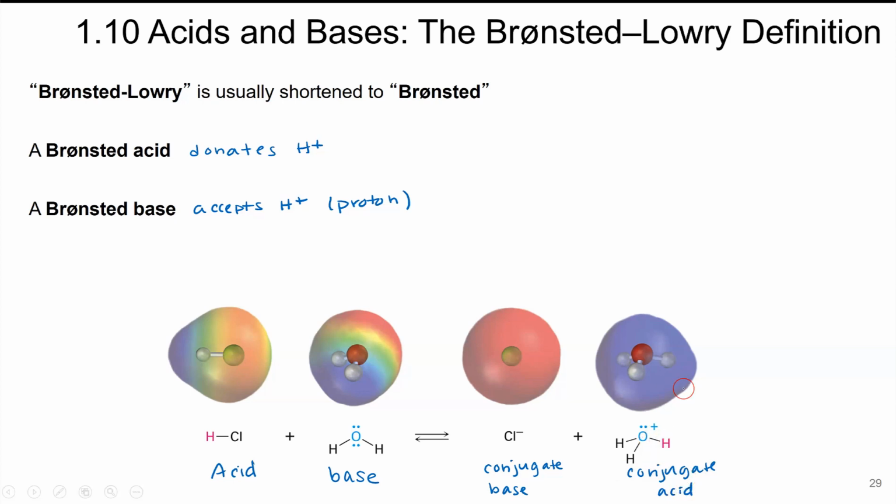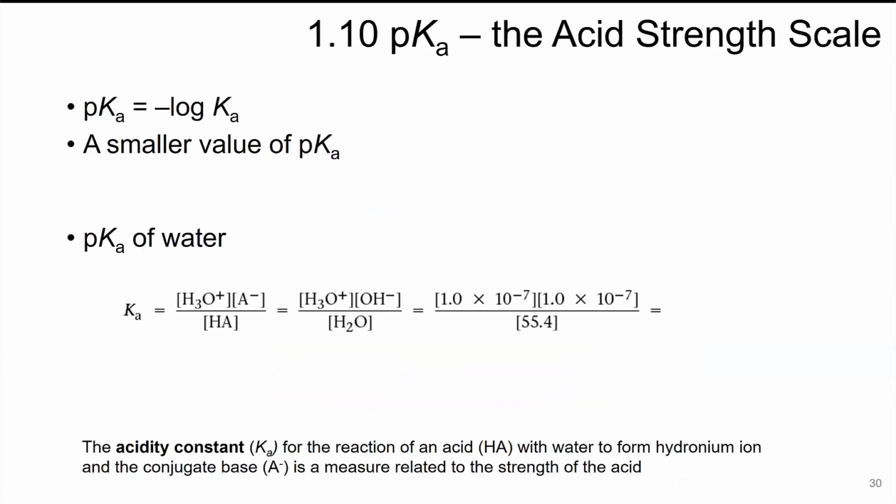And the conjugate acid is the one that is going to be donating a proton. H3O+ donates its proton to Cl-, which makes it H2O. We can use pKa, which is the negative log of Ka, to measure acid strength. So if you have a smaller pKa, this indicates a stronger acid.